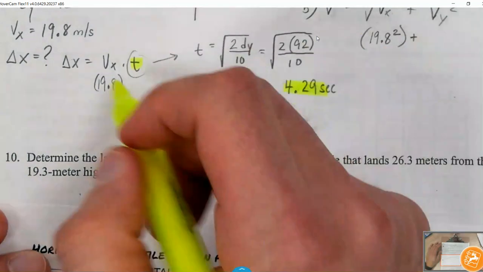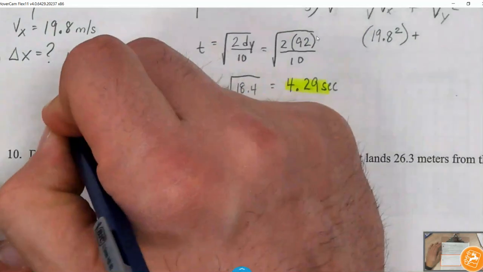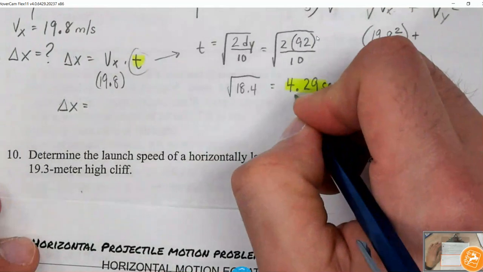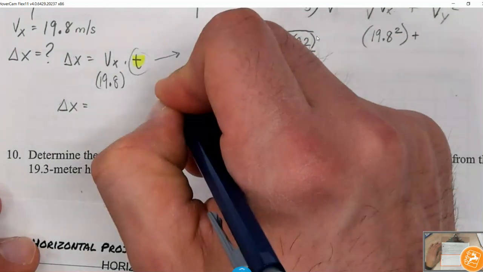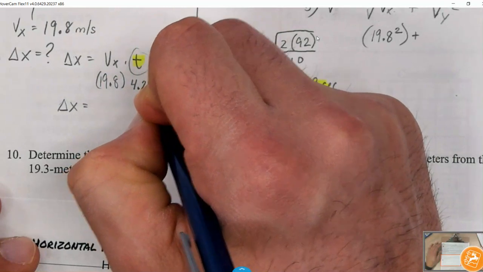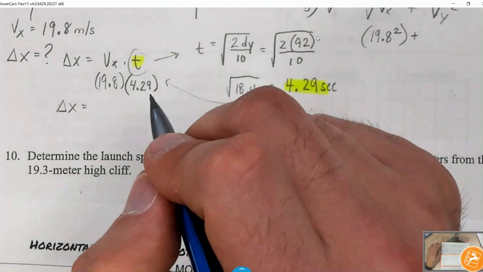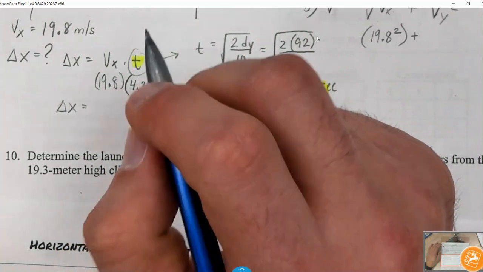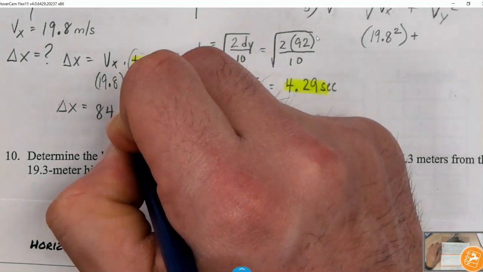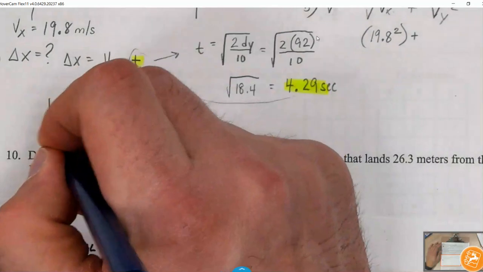Now that I have this, now I can solve for my delta x. So I'm going to bring this 4.29 back. So 4.29 times 19.8 is 84.94 meters. So you solved for part A.